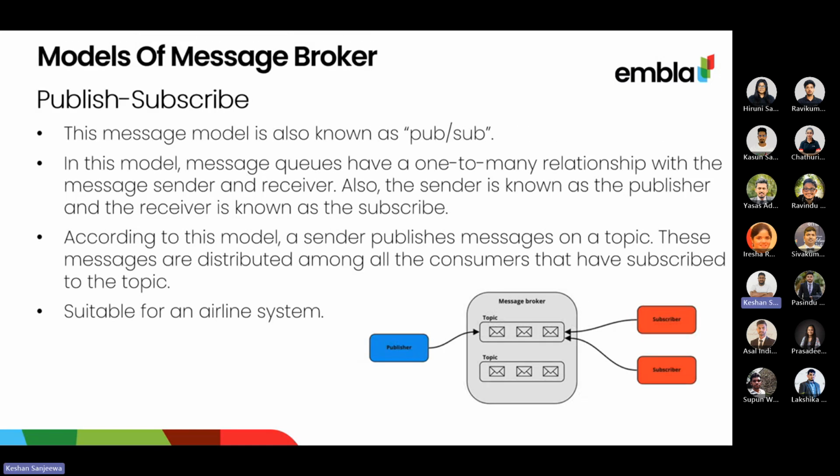The other model is publish subscribe, called the pub sub method. In this model, message queues have a one-to-many relationship with the message sender and receiver. The sender is known as a publisher and the receiver is known as a subscriber. Unlike the point-to-point method, here the message is open to whoever is subscribed to this queue, and they can get the message. This is where we get the exchange topic, only in this method. In the point-to-point method, we can't have topics. Only in the publisher subscribe method can we have topics.